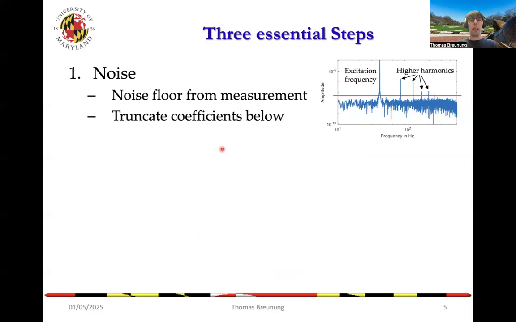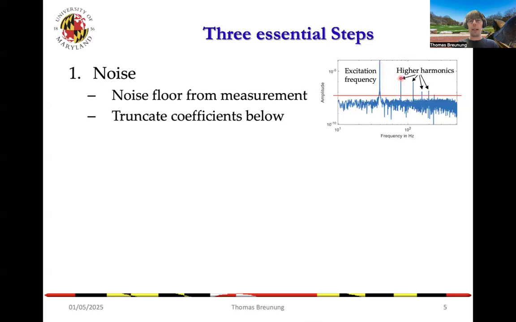First of all, we get rid of noise. Every measurement is invariably corrupted with noise, so from the measurements, we estimated the noise floor. Here we can see, for example, an exemplary measurement. We see that the excitation frequency has a large amplitude.